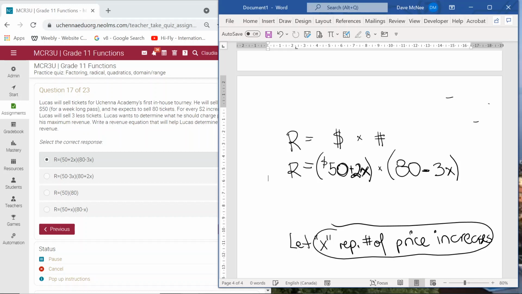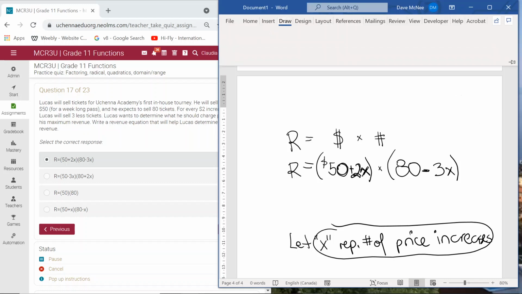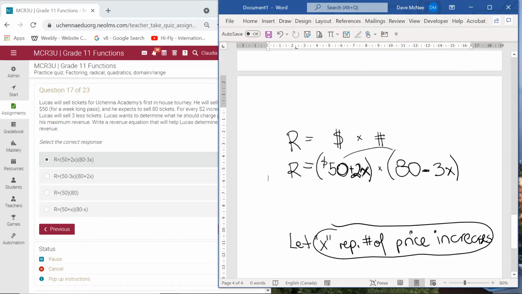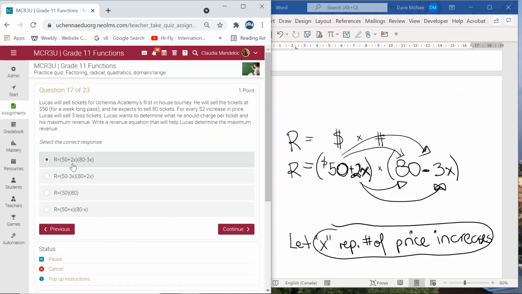And then what we would have to do if this problem asked, we would have to expand it, and then we would have to complete the square to determine the maximum. This question doesn't ask that, but if it did, we would then have to go about and find the maximum. Luckily, we don't have to do that here. We simply just have to figure out what expression is a good expression for revenue, and that's this one right here, the one that includes adding $2 to the ticket price and subtracting 3 people from how many people will attend.